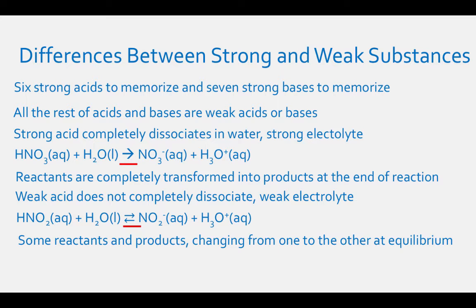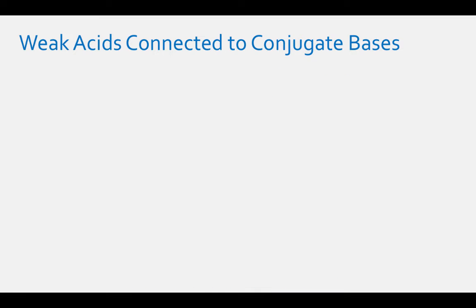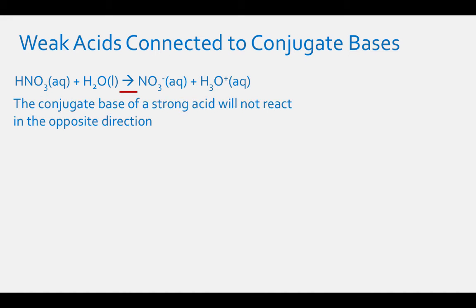This is also true with strong bases and weak bases. Strong bases completely dissociate in water and will be represented with a single arrow. Weak bases will not completely dissociate in water and will be represented with equilibrium arrows. Since strong acids completely dissociate in water, their conjugate bases do not have any effect on the acidic or basic properties of the solution. This is because of the single arrow.